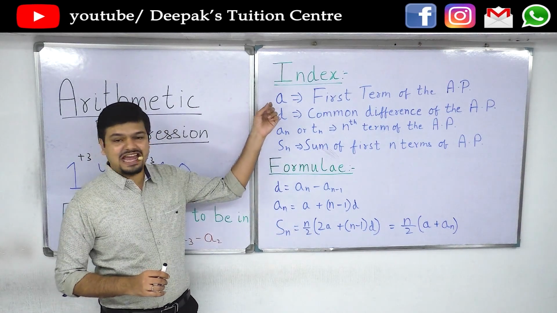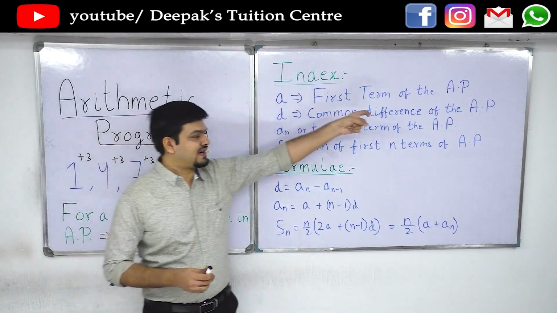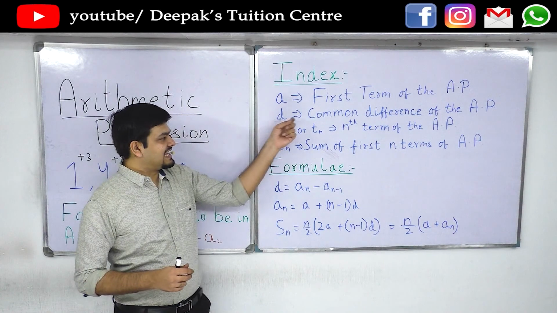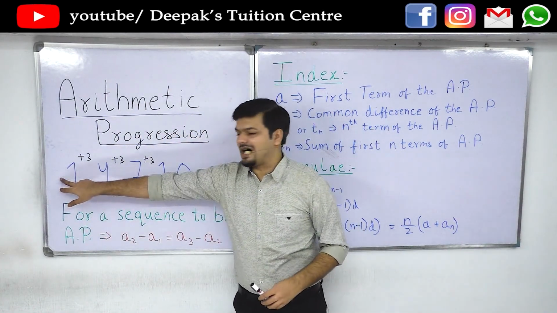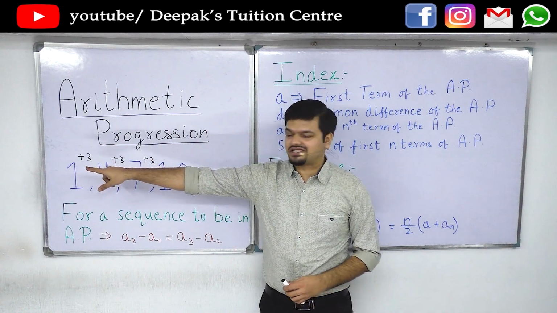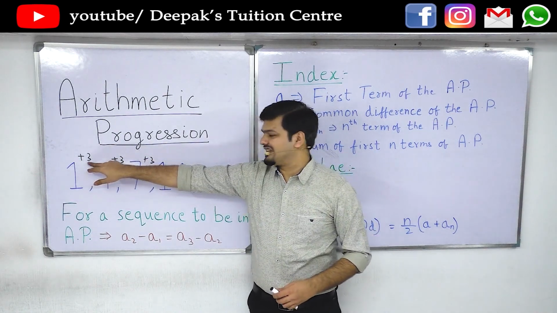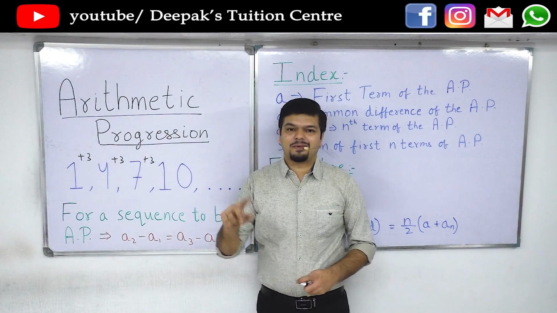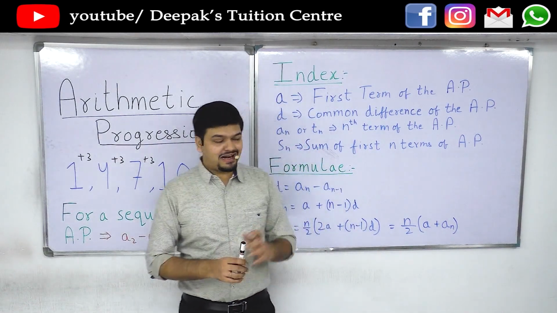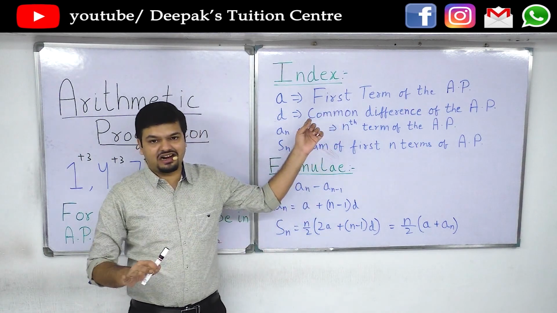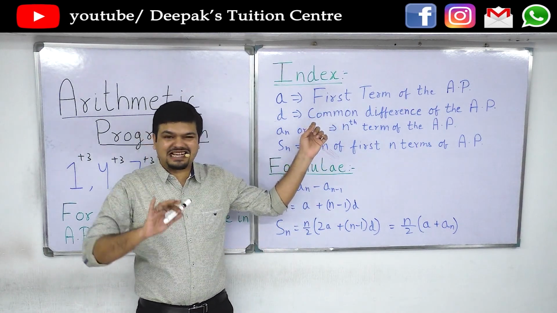Like A is generally associated with the first term of the AP, and D is generally associated with the common difference. Like in this particular AP, 1 is the first term, therefore A equals 1, and the common difference is 3, that is, common difference D equals 3. But you need to remember that these are just general terms. These are not exactly standard.